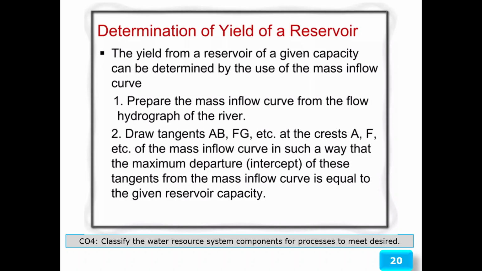Now, the determination of the yield of a reservoir. The yield from a reservoir of a given capacity can be determined by the use of the mass inflow curve. Prepare the mass inflow curve from the flow hydrograph of the river. Draw tangents AB, FG, etc., touching the crests A, F, etc., of the mass inflow curve in such a way that the maximum departure, the intercept of this tangent from the mass inflow curve, is equal to the given reservoir capacity.